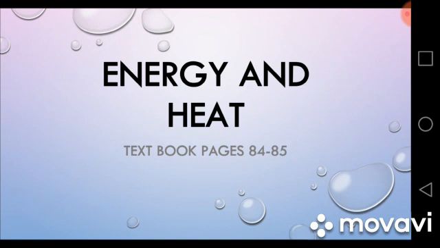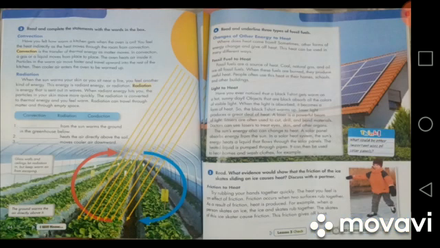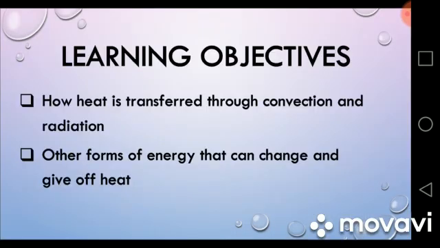Today we are going to read textbook pages 84 and 85. Kindly open these pages and write date and day on these two pages. Our learning objectives for today are how heat is transferred through convection and radiation, and other forms of energy that can change and give off heat.